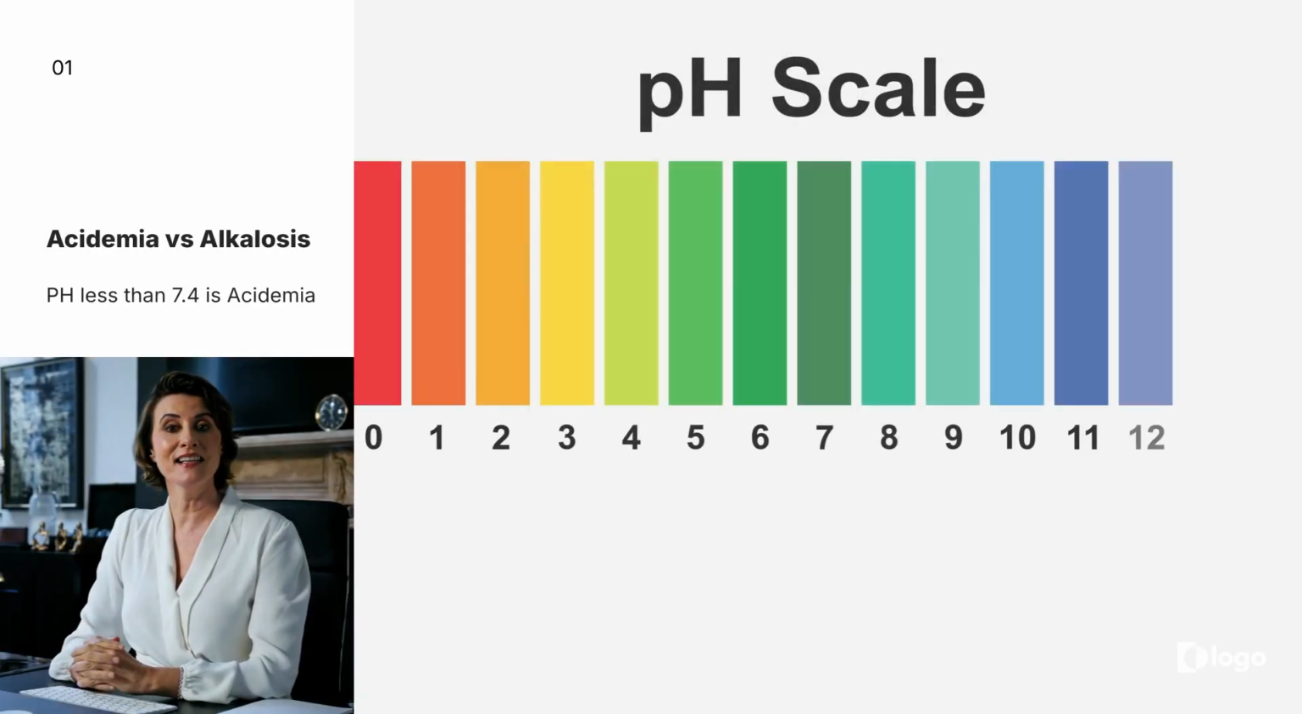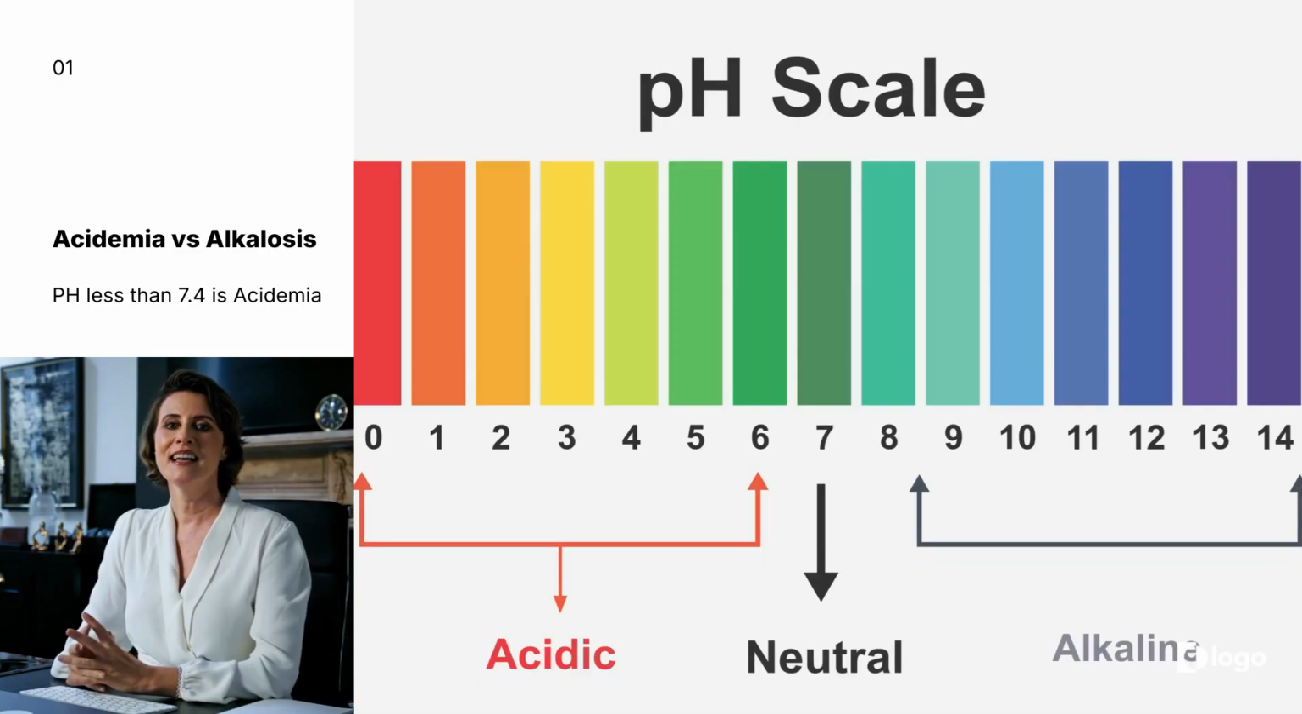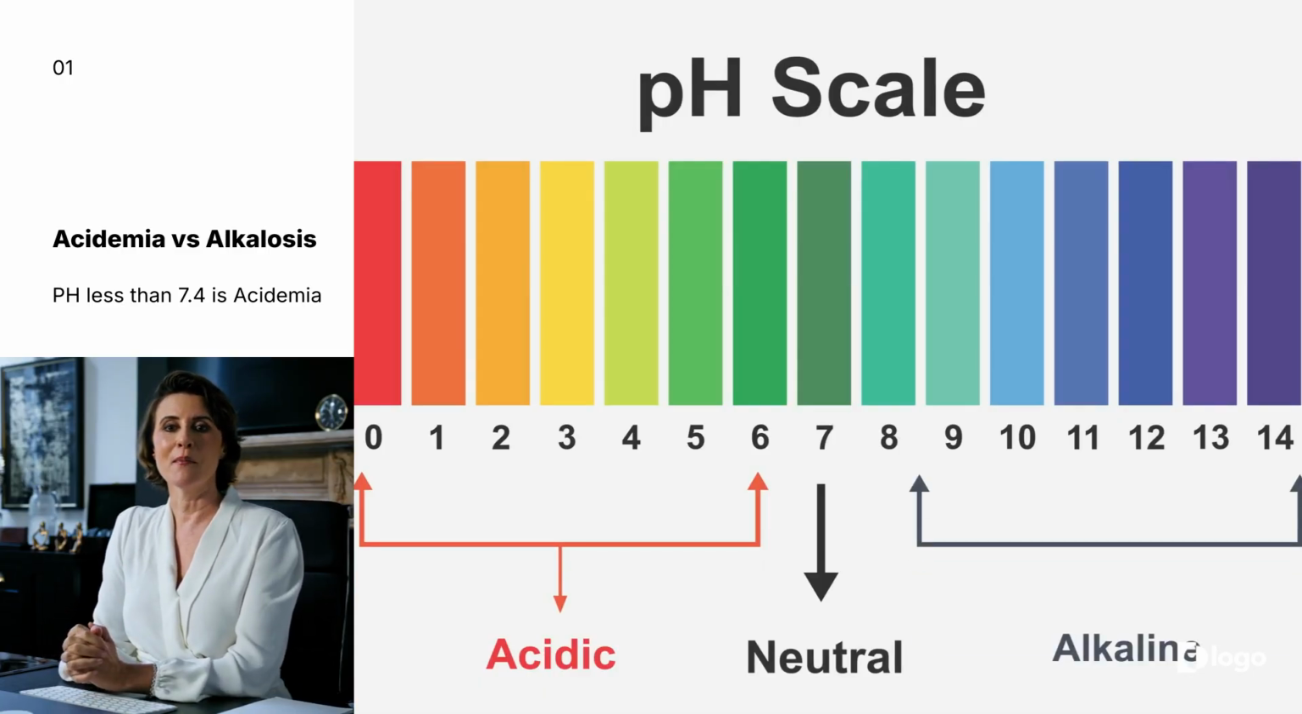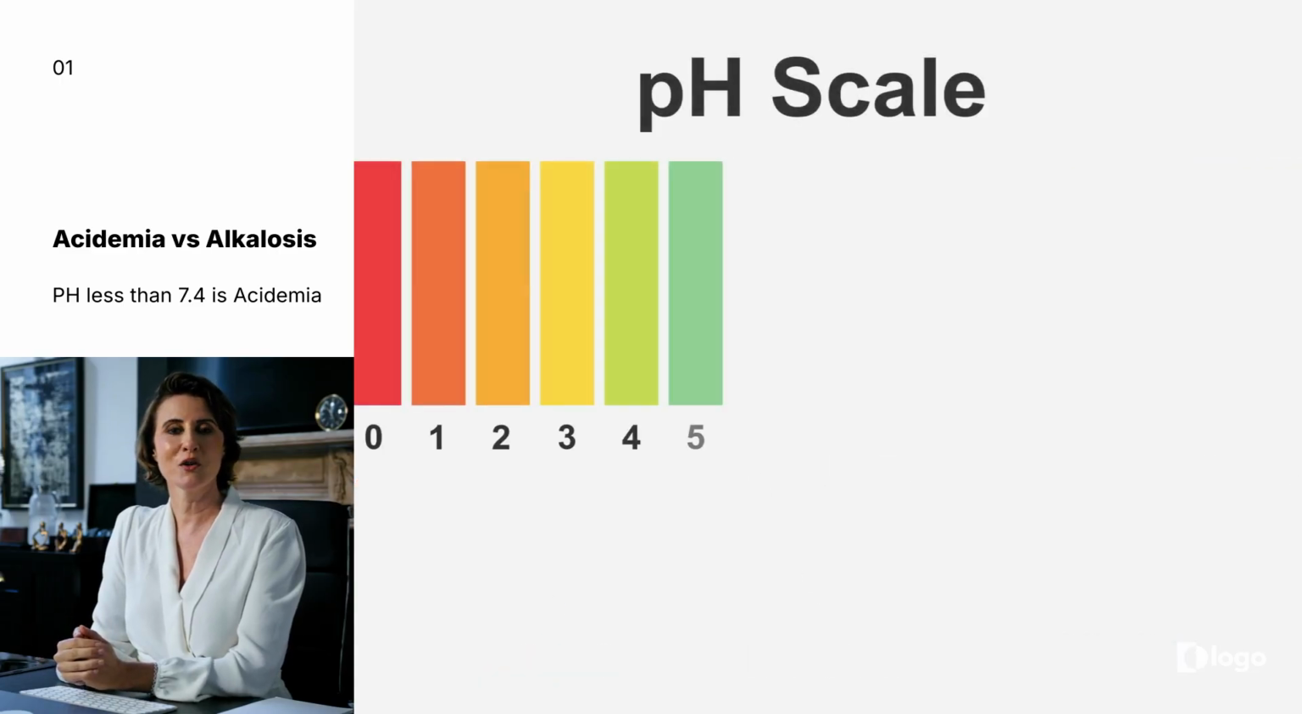Therefore, in acid-base, a pH of less than 7.4 is considered acidemia, leaning towards the acid, while a pH greater than 7.4 is considered alkalosis, leaning towards the base.